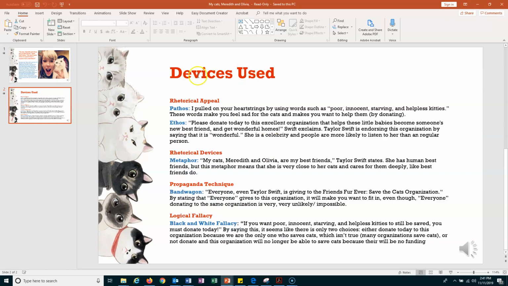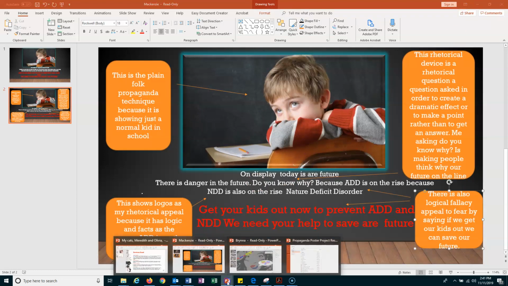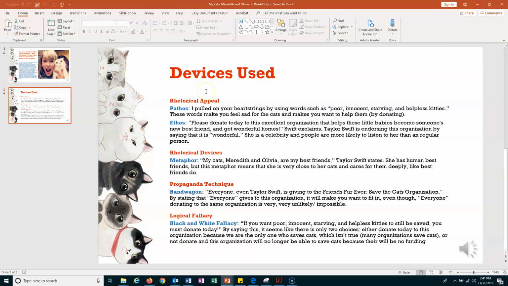So before I had it where you copied the slide over and then you put little text boxes, the student just copied the slide and they put in text boxes here. So you have the option to do that, or if you would rather type it out, you're more than welcome to do that. So what you have to do is talk about the devices used, so rhetorical appeal, rhetorical devices, propaganda, logical fallacy. You tell what they are and how they were effective in your ad.